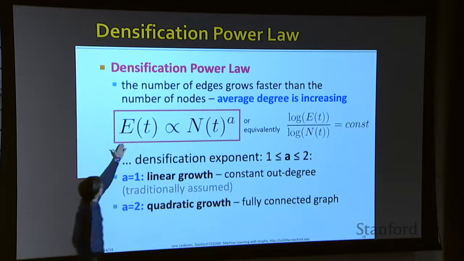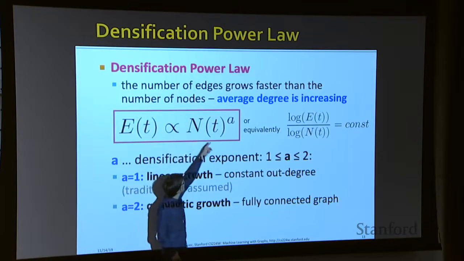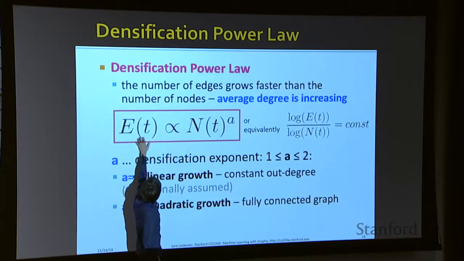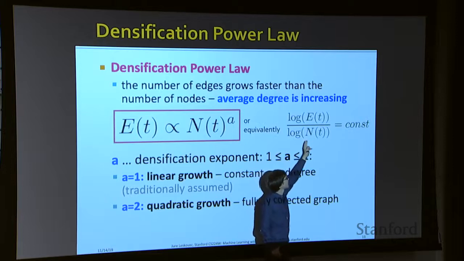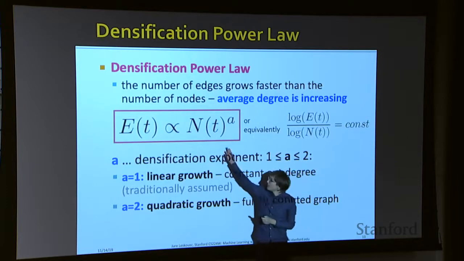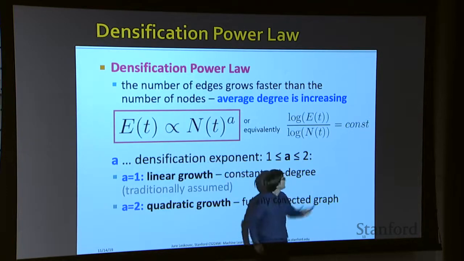The relationship is the following equation. Nodes raised to the power alpha, power a, is the number of edges. Or another way you could say is that log number of edges divided by log number of nodes is a constant, right? If I take logs on both ends and divide, I get that.